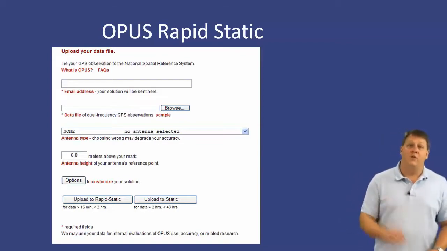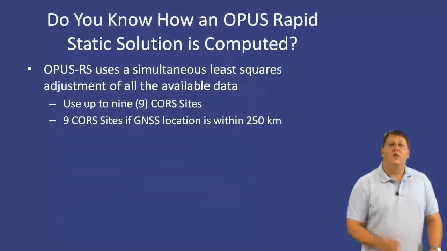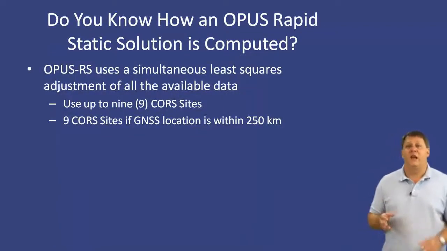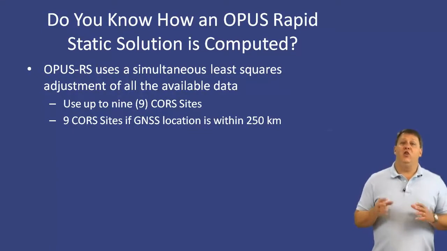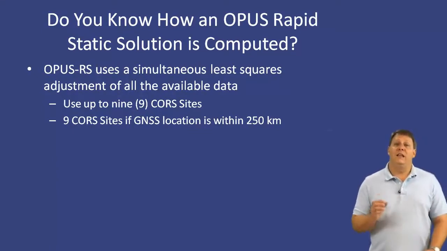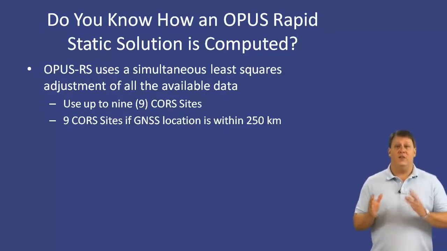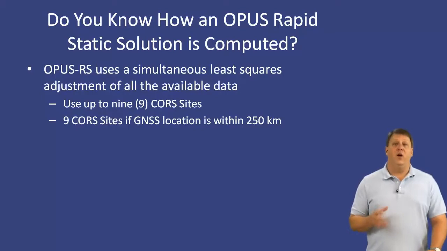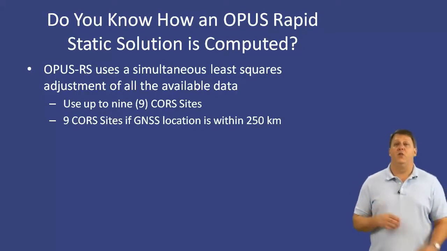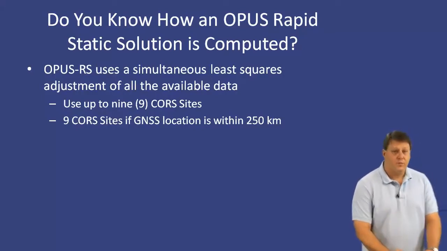and then hopefully 5 or 10 minutes later we've got our results back to us. Before we start looking at our results, we need to make sure that we understand how an OPUS rapid static solution is computed. When you use rapid static, it uses a simultaneous least squares adjustment of all the available data from up to 9 core sites, if it meets NGS data criteria, and if the 9 core sites are located within 250 kilometers of where you performed your field session.